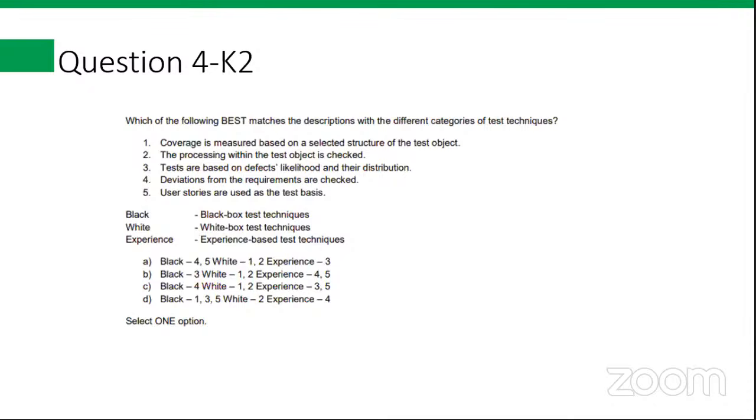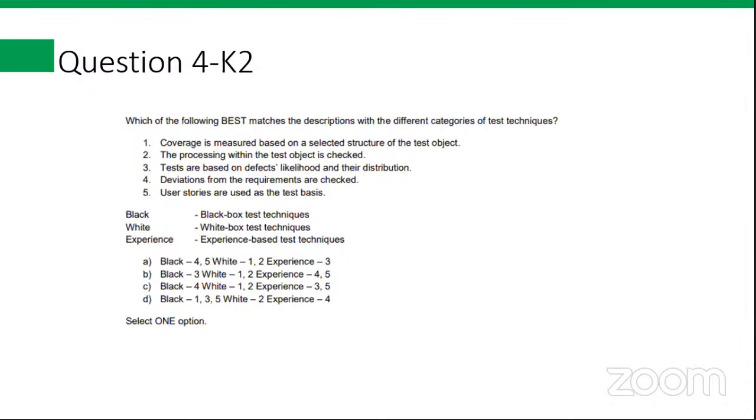First one, coverage is measured based on the selected structure of the test object. 2, the processing within the test object is checked. 3, tests are based on defect likelihood and their distribution. 4, deviations from the requirements are checked. 5, user stories are used as the test basis. So what you have to do is you have black, white, and experience. You just have to match these points to those and then figure out which is the right option.